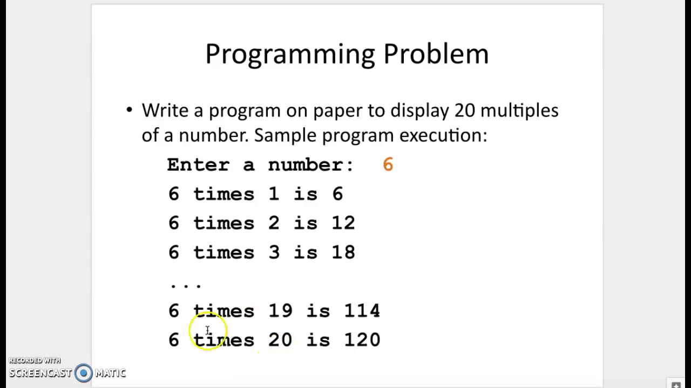So in building this program, we know the 6 is coming from the user, so I need to do some user input. The 1 through 20 is pretty well set, but these values are also going to depend on what the user inputs. So if they input a 7, we're going to have 7, 14, 21. So we're going to need these to be variable as well.